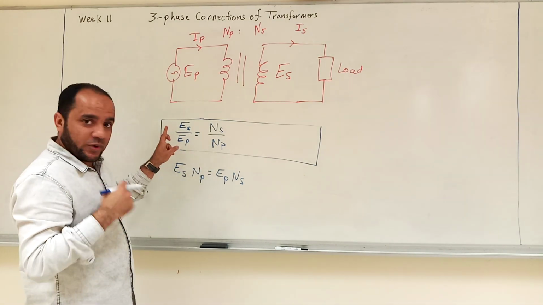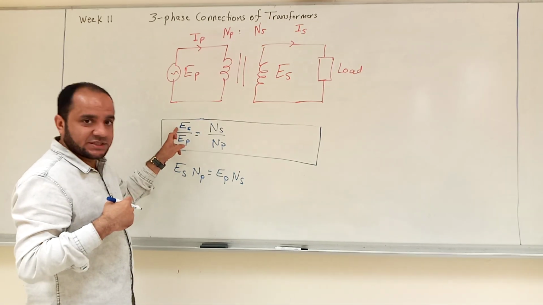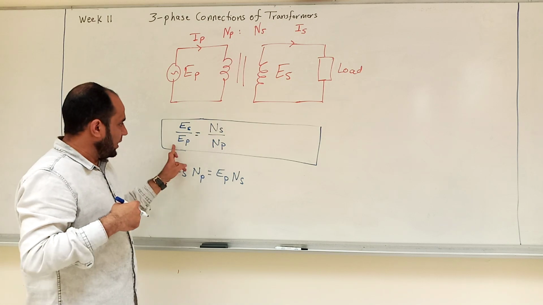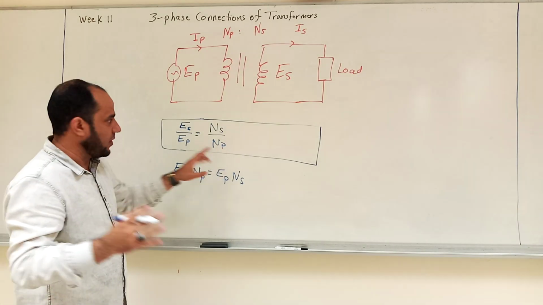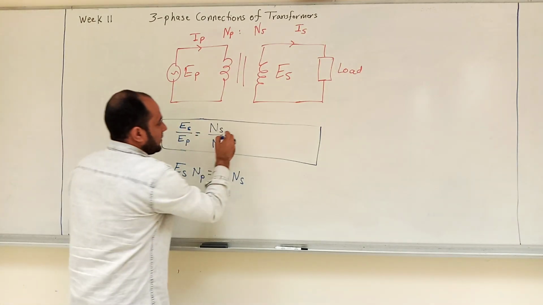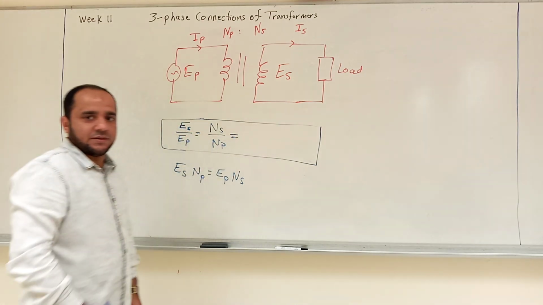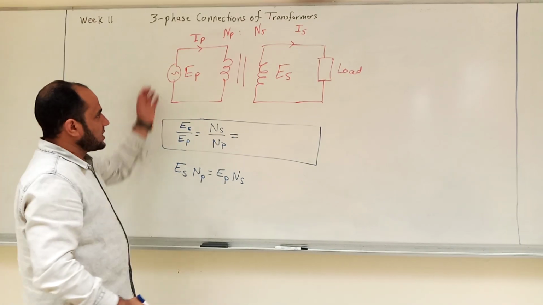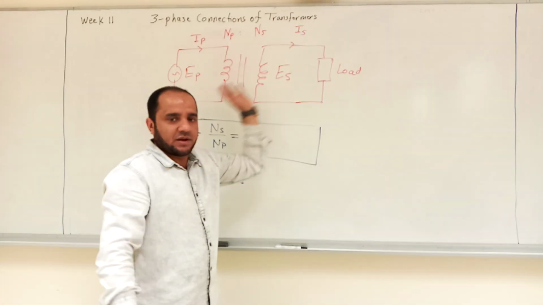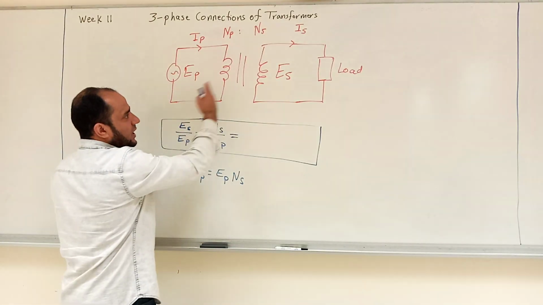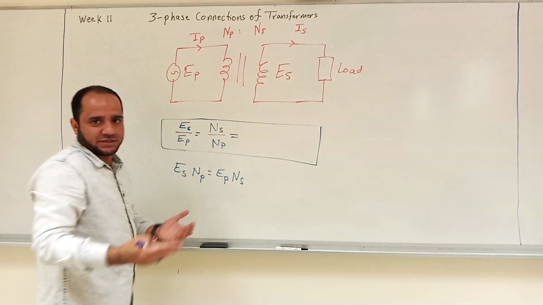Be careful. We are not saying that ES is equal to NS, or EB is equal to NB. No. That's basic math. The ratio is the same, right? Now the current is opposite. Since we said in the beginning that it's the same power that's going to be transformed, if you change the voltage, the current also should change, right?